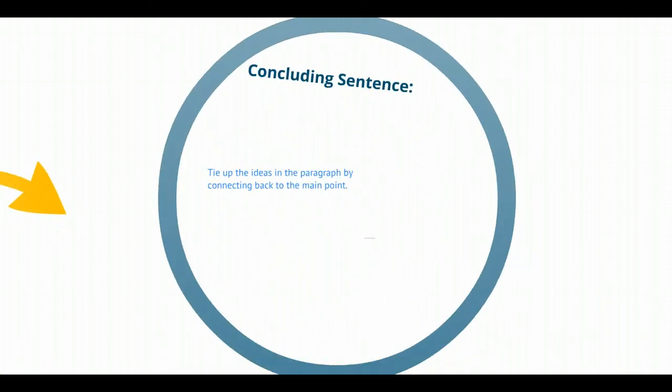So that last part that we're going to talk about is C, the concluding sentence. Okay, you really want to tie the ideas up in a paragraph by connecting back to the main point, if that is the only paragraph or the last paragraph. If you have another paragraph to follow, you want your concluding sentence to kind of set up the transition into your next paragraph. And we'll look at that as we continue to look at writing and formatting essays. But you really want there to be a definite conclusion to the ideas in your paragraph.